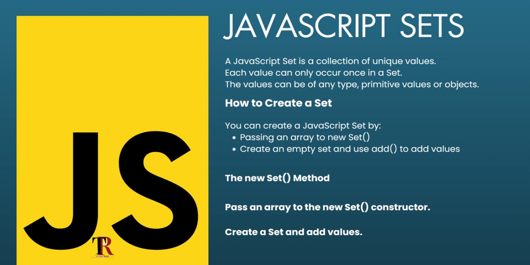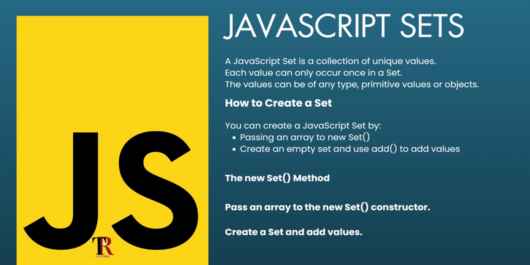The values can be of any type, primitive values or objects. By now you know what primitive values are and what an object is in JavaScript. So the value can be any of those. Now, how do you create a set? You can create a JavaScript set by passing an array to new Set. That's one way. And you can create an empty set and use the add method to add values.